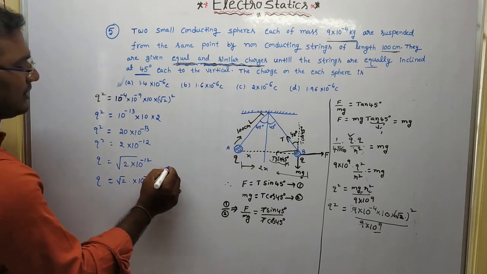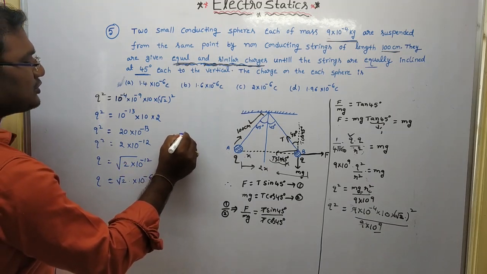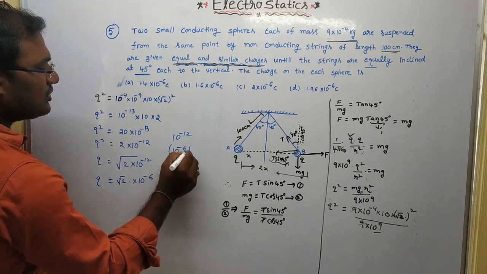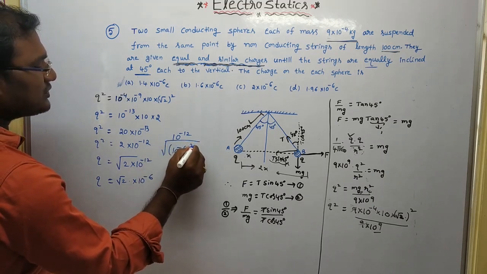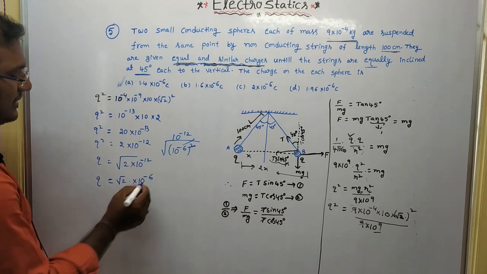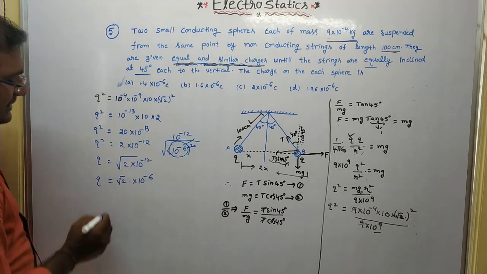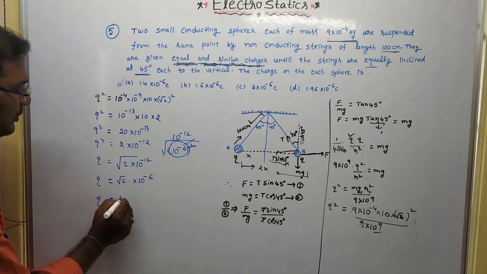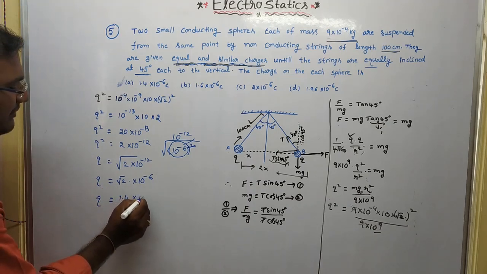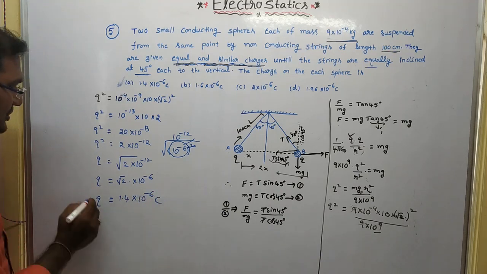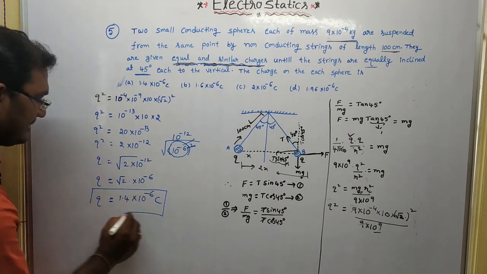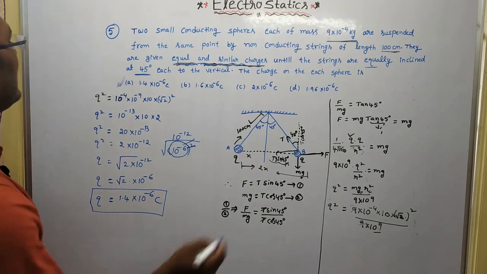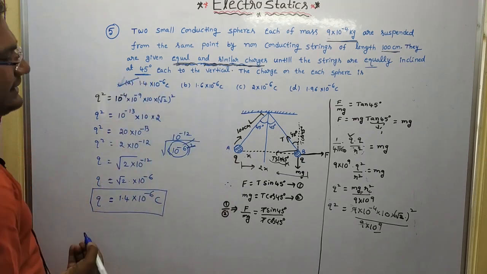That means we write 10 power minus 12 as 10 power minus 6 square, the square root will be cancelled, and we get 10 power minus 6. Therefore, Q equal to root 2, whose value is 1.4 something, into 10 power minus 6 coulombs. This is the required answer. In the options, option A is the correct answer.